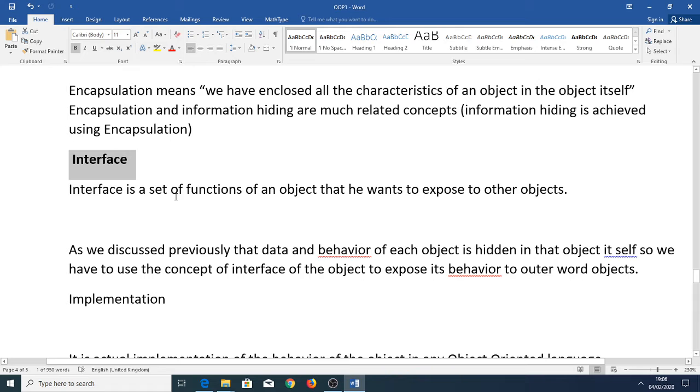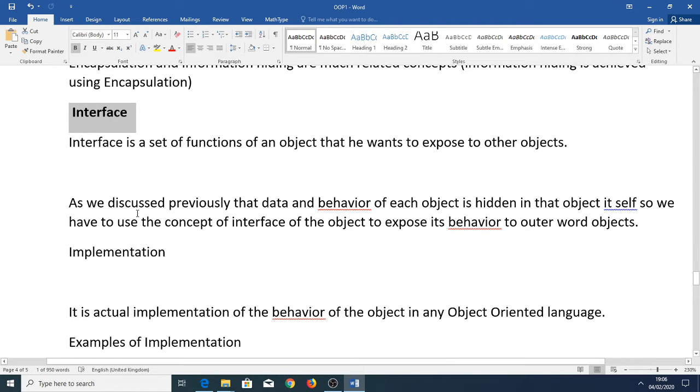Interface is a set of functions of an object that it wants to expose to other objects. As we discussed previously, the data and behavior of each object is hidden in that object itself. So we have to use the concept of interface of the object to expose its behavior to outer world objects.